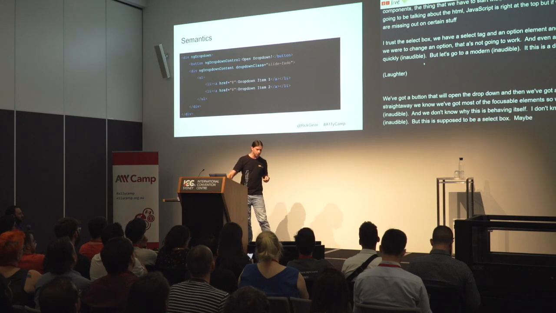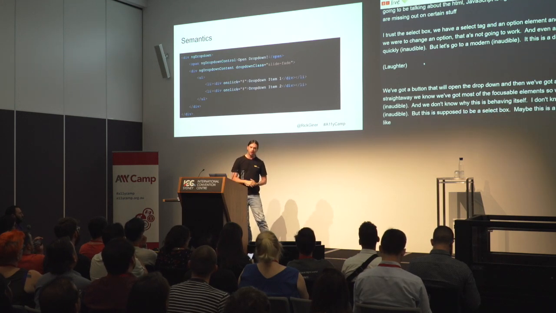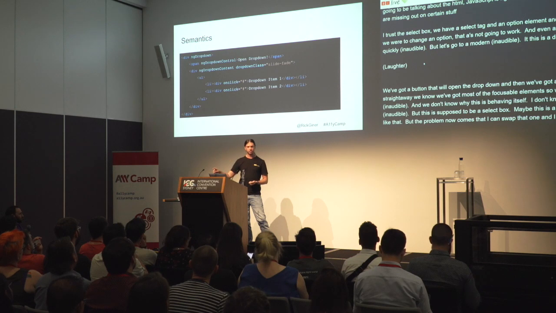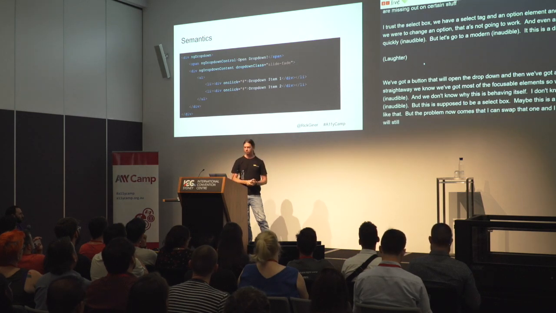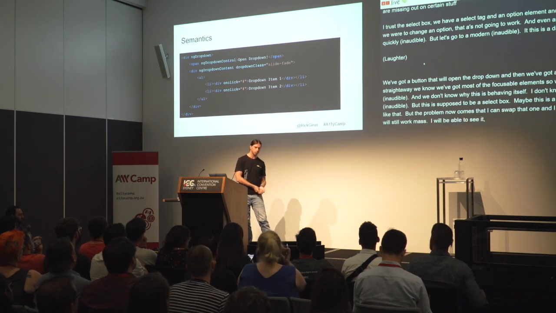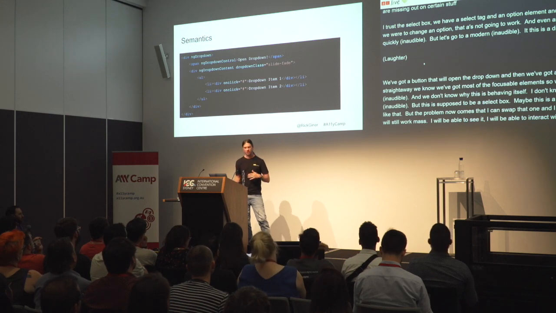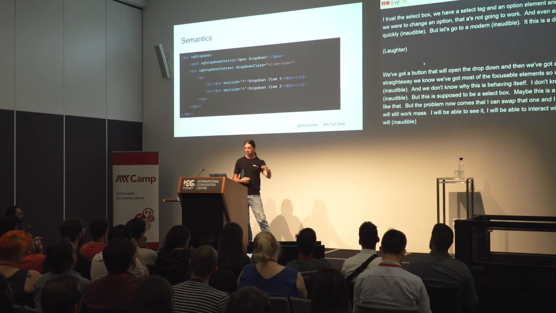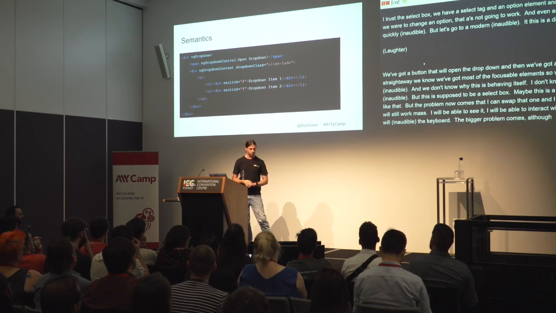But the problem now comes that I can swap that button for a span, and I can swap that anchor for a div, and it will still work with a mouse. I'll be able to see it look like a drop-down, I'll be able to interact with it with my mouse, but it will now have lost all of its keyboard accessibility and its screen reader function. And the bigger problem comes that although I've taken something with a good example and broken it, there are many components out there that start like this. In fact, there are many components that don't have anything other than divs and spans in them. It's a secondary thought for a lot of things, so we need to be checking that.